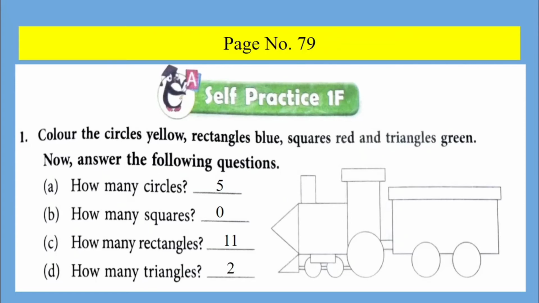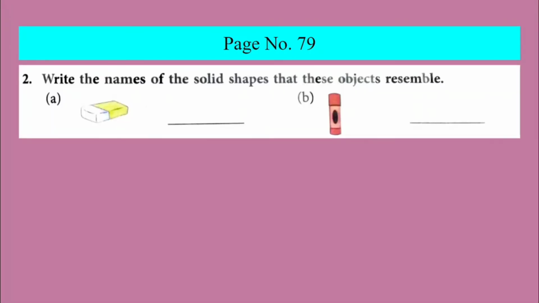Now let us read question number 2. Write the names of the solid shapes that these objects resemble. Let's do the A part. Look at the object. What is it? Yes, it's an eraser. So now, which solid shape does this eraser resemble? Very good. It resembles a cuboid because all its flat surfaces are rectangular.